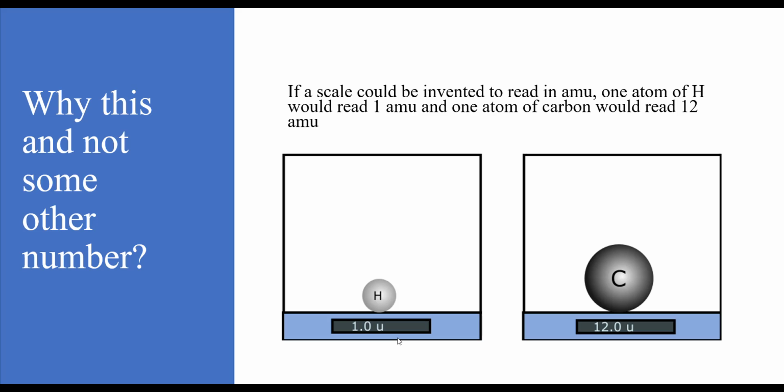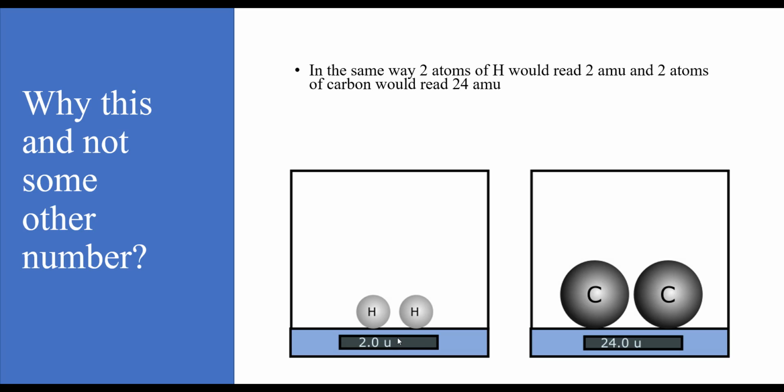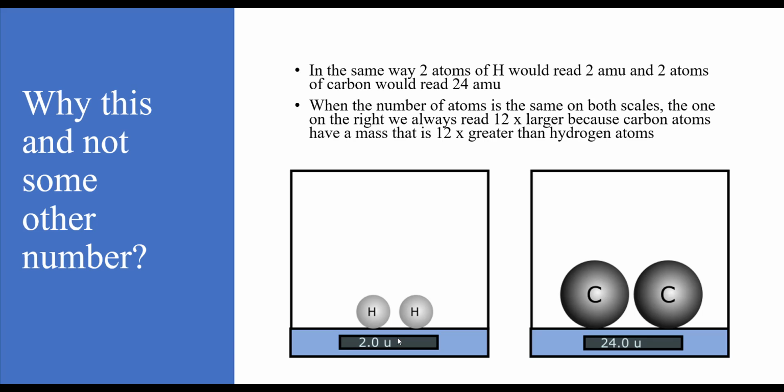But if such a scale could be developed, you'd have these two scales. When there's one hydrogen atom on one side, it weighs 1. On the other side, one carbon would weigh 12. Now do this small mental thing. What if you doubled the number of hydrogens? What would be the mass? Well, of course, 2. And if you double the number of carbons, it would weigh 24. What would be the point of this experiment? I could keep going. I could put 3 on both sides, 5 on both sides, 1,000,000 on both sides. As long as I had the same number of atoms on both sides, this scale will always read 12 times more than that scale. Make sure it makes sense.